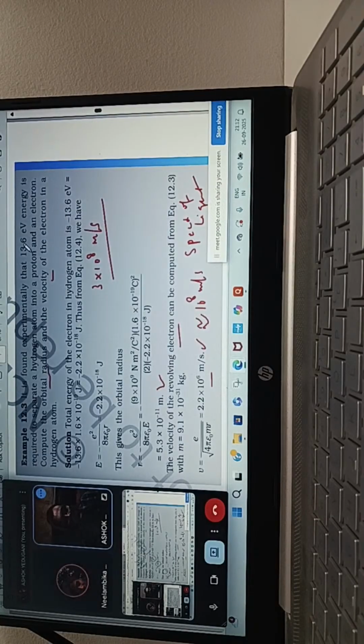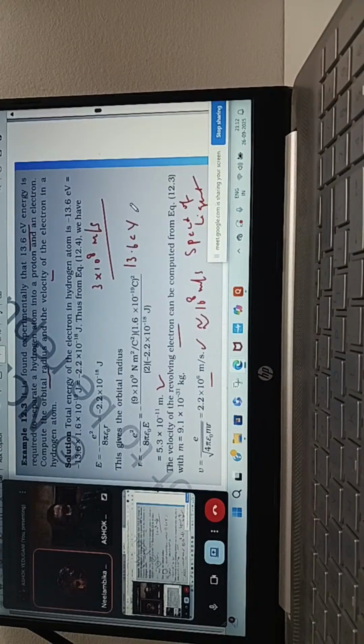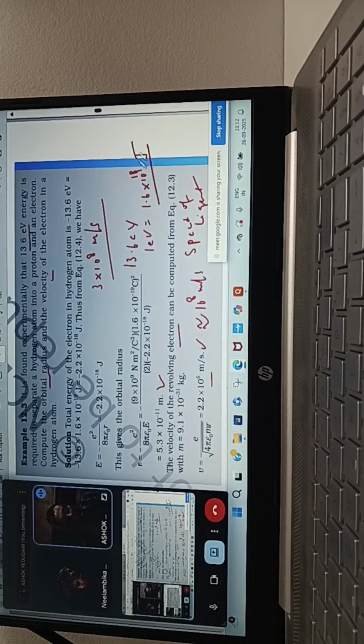And so I finished. How you converted 13.6 into electron volts? 13.6. So 1 electron volt is 1.6 into 10 to the power minus 19 joules. 1 electron volt is equal to that. Very nice. Good answer. 10 to the power minus 19 joules. Just multiply, that's all.